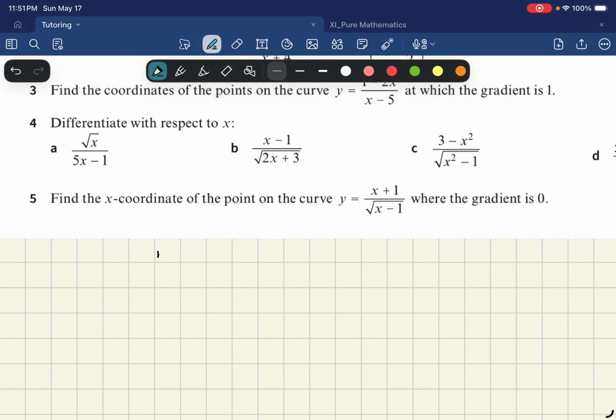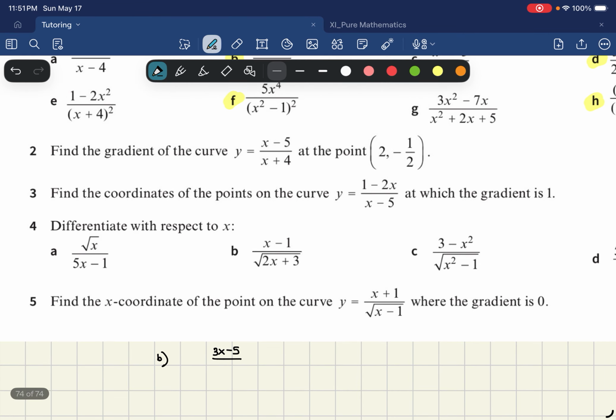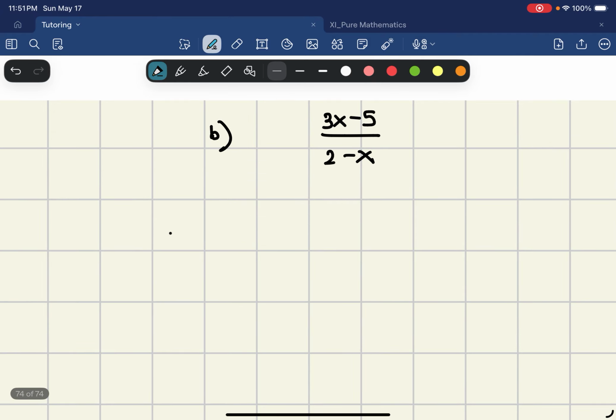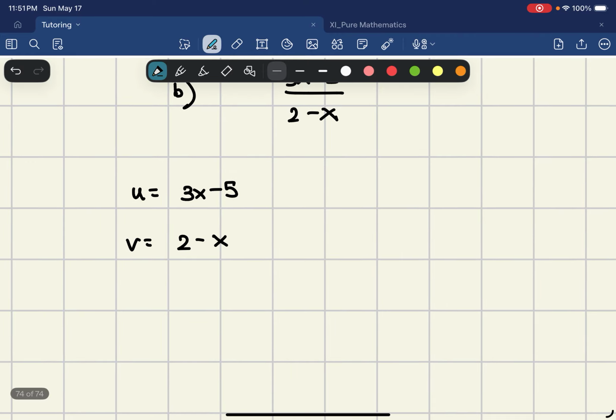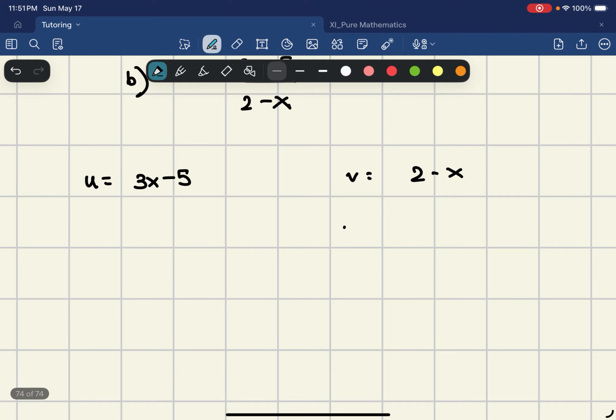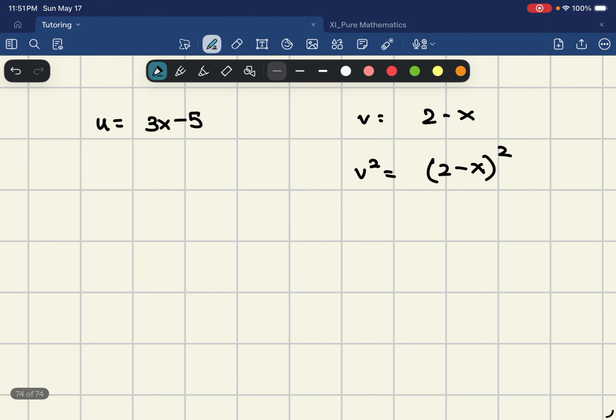In B, you have 3x minus 5 divided by 2 minus x. So now you pick your u, which is going to be your numerator this time, and v is going to be your denominator. Let me write it here. V is my denominator. V squared is going to be 2 minus x squared, and it's okay not to expand this out.